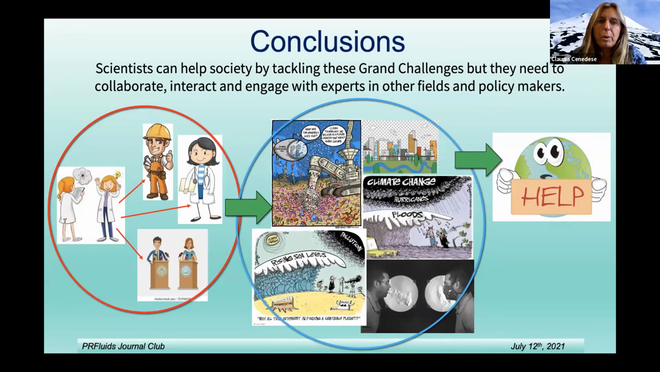So we heard several different ways in which environmental fluid mechanics has a central role in helping make our planet more sustainable. And to conclude, we would like to emphasize also that scientists can help society by tackling these great challenges, but they need to collaborate, interact, and engage with experts from other fields. Catherine mentioned interacting with the stakeholders and policymakers so that we can work together to identify the relevant problems to obtain our common goal to help our little planet and make it more sustainable.